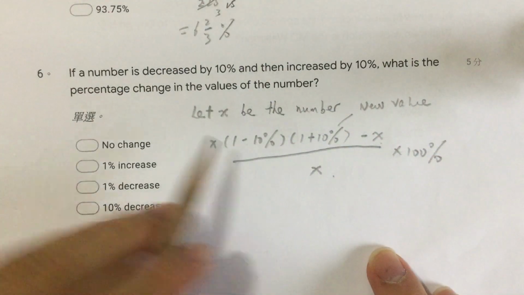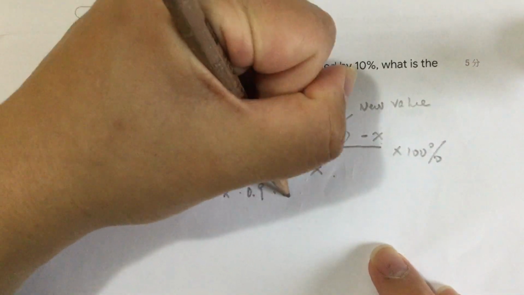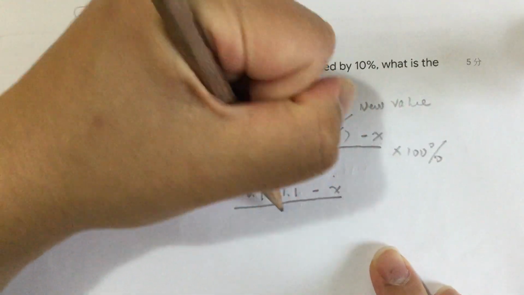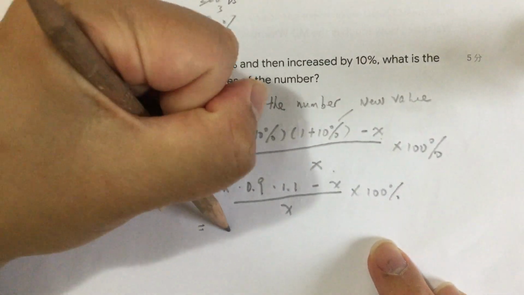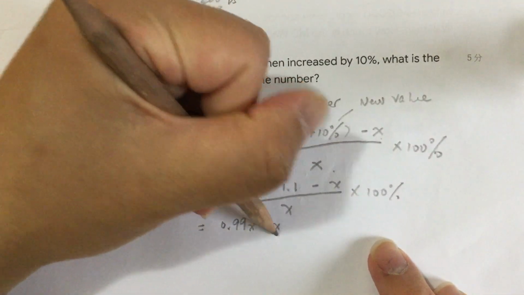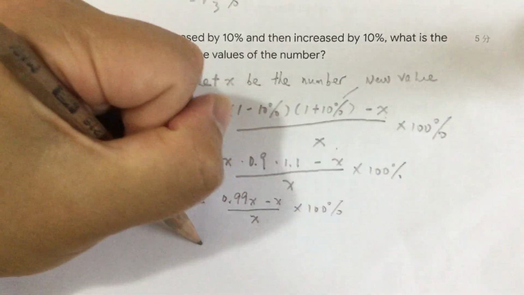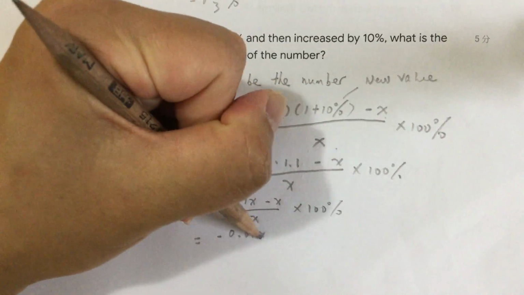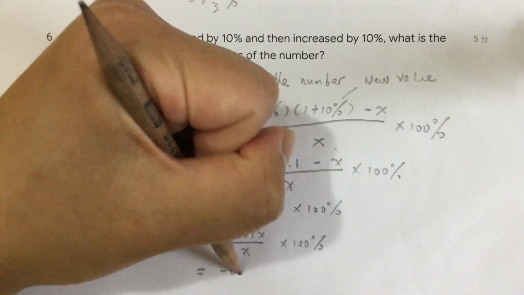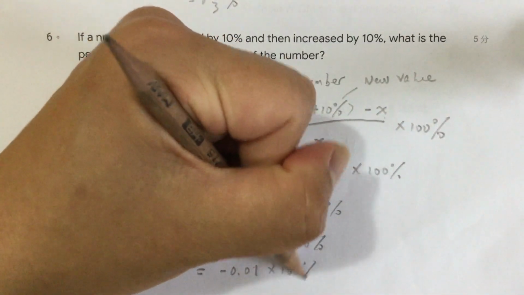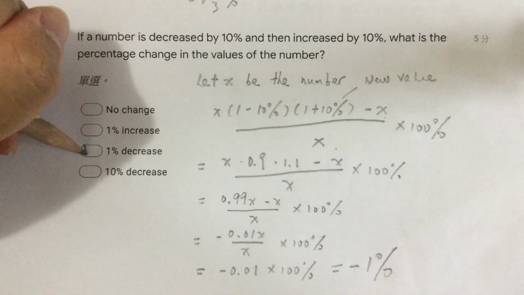So you will see x times 0.9 times 1.1 minus x, over x, times 100%. So this is 0.99x minus x over x times 100%. This one is negative 0.01x over x times 100%. So this is negative 0.01 times 100%. So the answer is negative 1%, which means this is a 1% decrease.